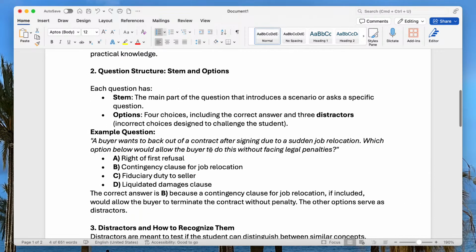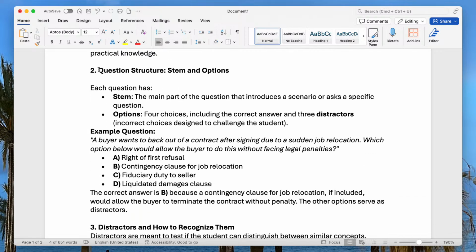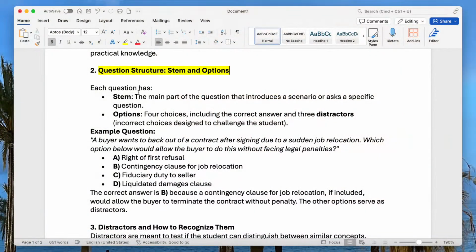So let's just quickly take a look here. I'm going to highlight some of this. The first thing we need to understand is the question structure. That's an important part right there. They call the question structure stem and options. Now, before you take off and leave, if you are a student, it's important for you to understand what the stem is and what the options are. As we will further break this down, options have what are called distractors, which can kind of keep you away from the right answer. So let's take a look at the stem.